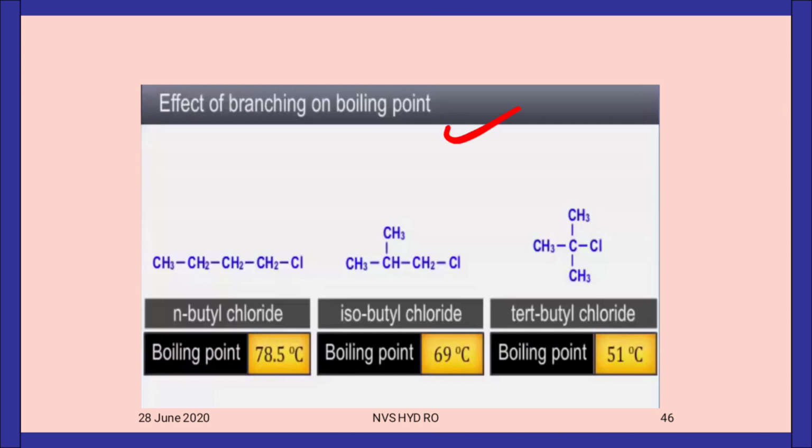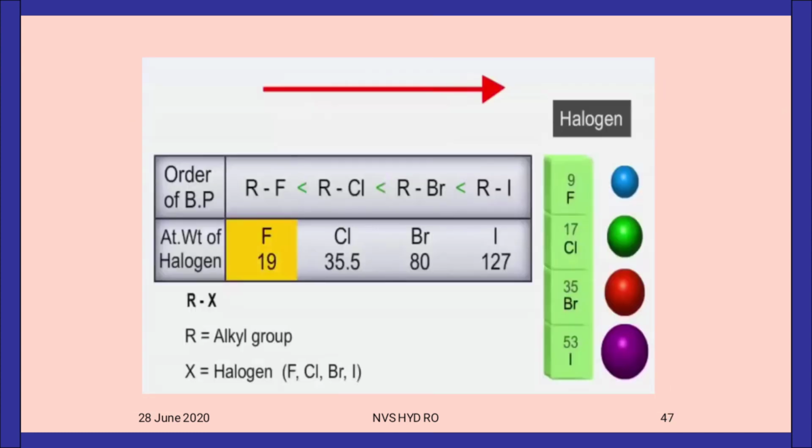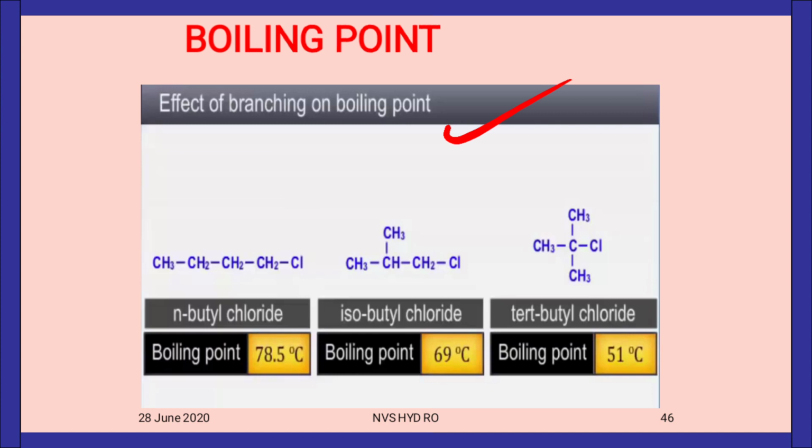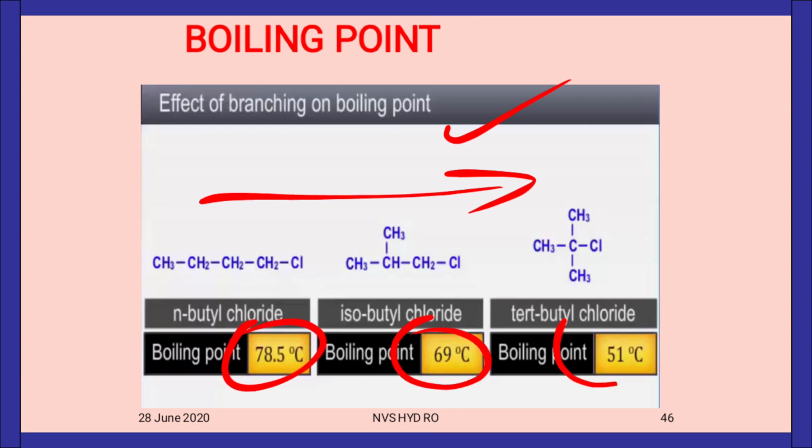The effect of the branching. They're talking about the effect of branching on the boiling point. You can clearly see here that with increase in branching there is continuous decay in the boiling point. So by increasing the branching, the boiling point decreases.